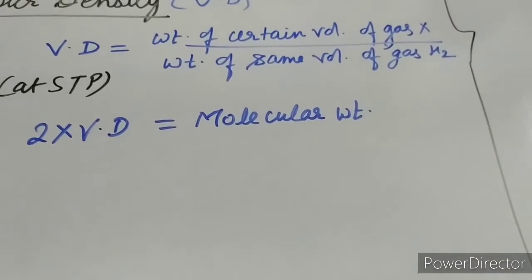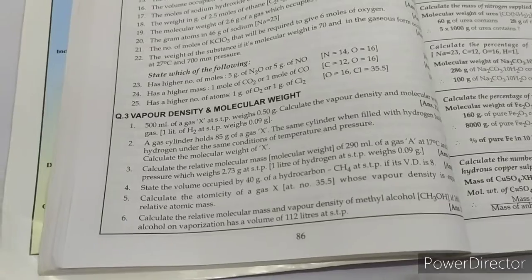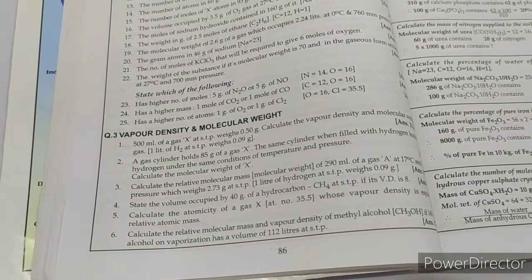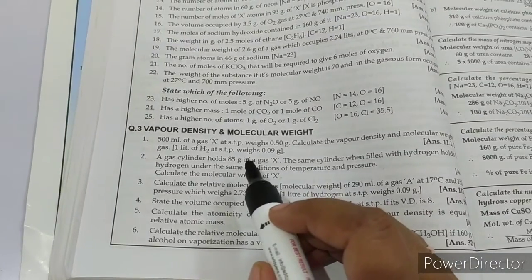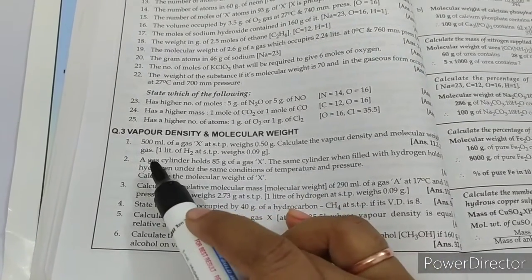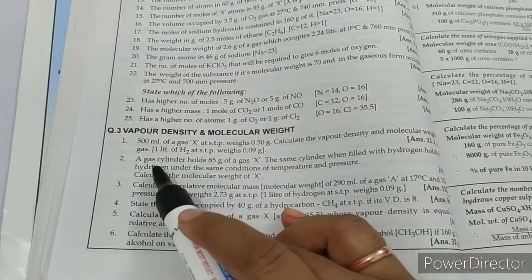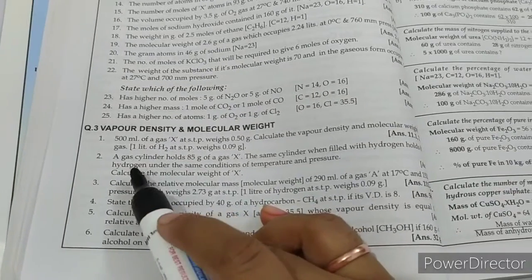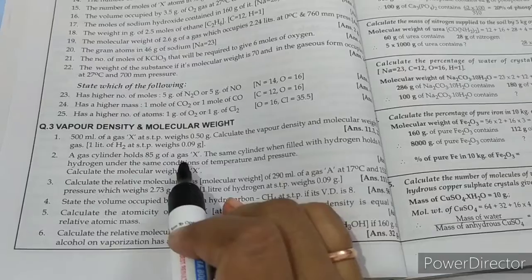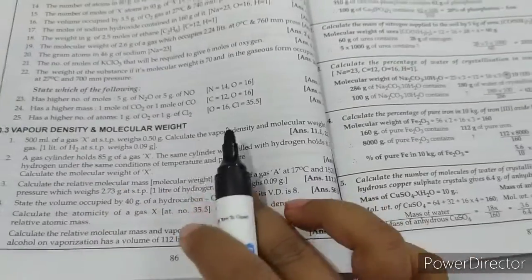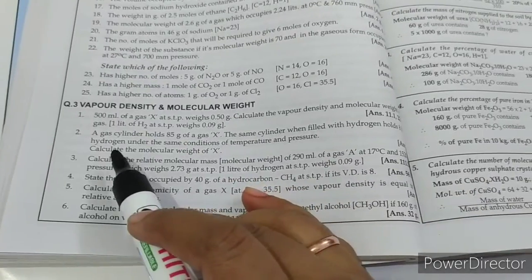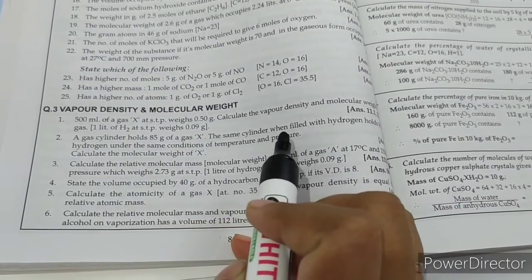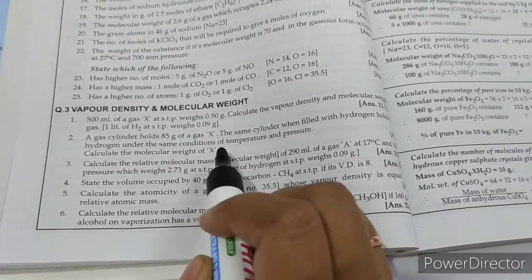So let's take one example from your book. You can see here on page number 86, the first question I have solved in the notes, so that you can see it from the notes. And now I will tell you the second question. A gas cylinder holds 85 gram of a gas X, and the same cylinder when filled with hydrogen holds 8.5 gram of hydrogen under the same condition of temperature and pressure. Calculate the molecular weight of X.